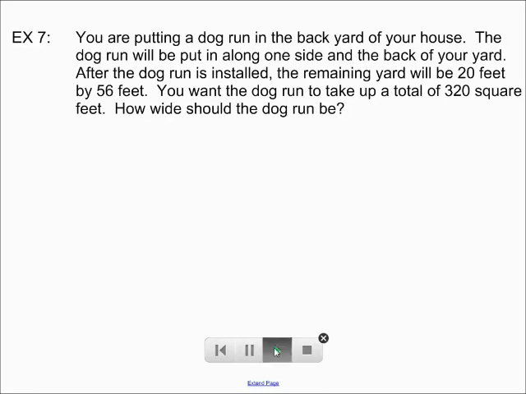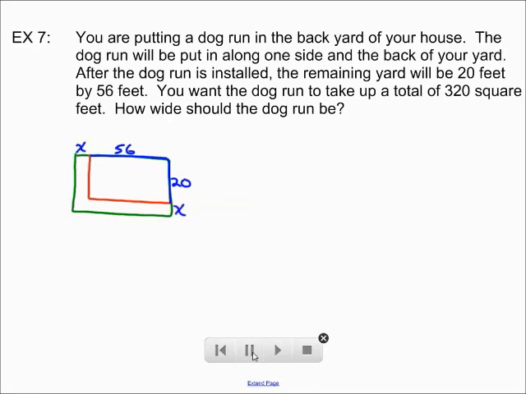Okay, so let's start by making a diagram of this. Here's our yard, nice green grass. The dog run's going to go along the side and the back. Now that probably gives you a better idea of what we're looking at. The remaining yard is going to be 20 by 56, and we're trying to figure out how wide the dog run should be. It's going to be a uniform width all the way across.